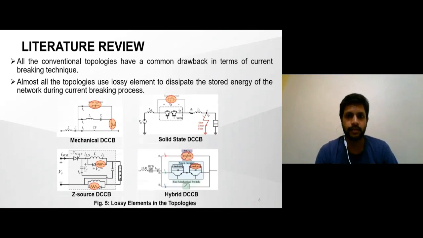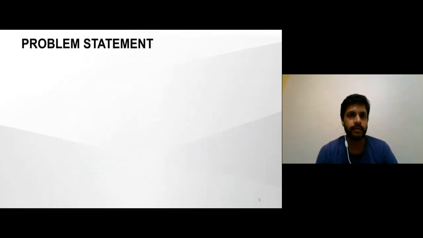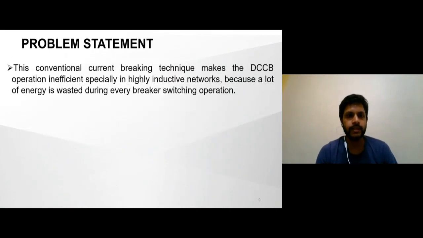So all the modified versions also have a quite similar current breaking approach, which is that the network energy, the energy stored in the network inductance, has to be dissipated by some means by this conventional circuit breaker topology. So the problem statement is this: the conventional current breaking technique makes the DCCB operation quite inefficient, especially in a highly inductive network, because a lot of energy could be wasted during every current breaking or switching operation.